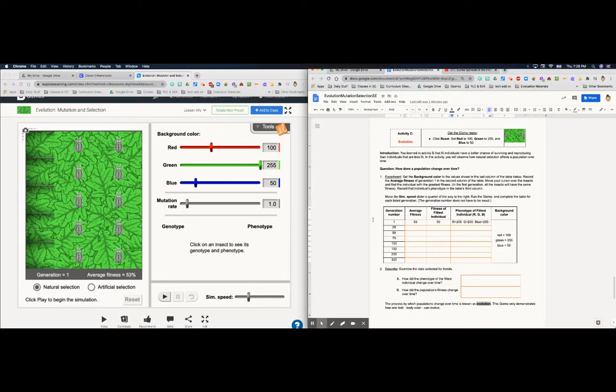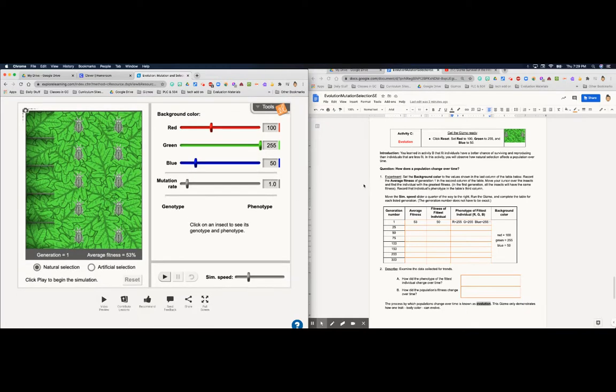Okay, so now we are on activity C, which is evolution. It says at the top, get the gizmo ready, click reset. So let me click reset. Set red to 100, green to 255, and blue to 50. Okay, didn't change that. All right, so we're good.